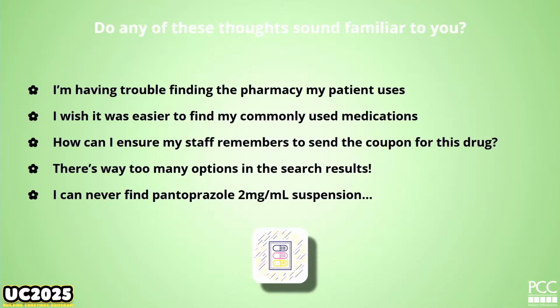All right, then I'll pose a couple questions here, and I'm bringing this up because I'm going to tell you the answer to all of these. So I'm having trouble finding the pharmacy that my patient needs. I don't even know how many thousands of pharmacies are in there. I wish it was easier to find commonly used medications. How do I remember, or how do I help my staff remember to send a coupon for this drug? I've got too many results and it's driving me crazy. And this one's popular. I can never find pantoprazole suspension in the system. I've got answers to all this stuff. You guys want to stay till 1? I've got so many things to tell you.